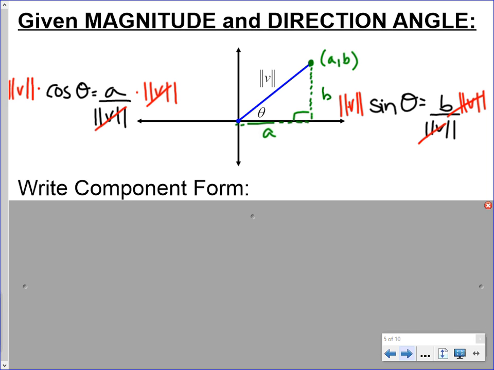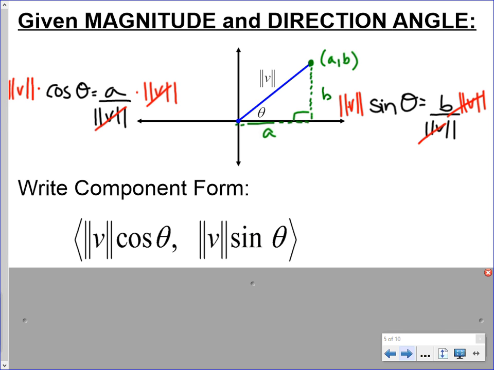So can you write any vector in component form given just the magnitude and the direction angle? Sure. Looks like this. Magnitude of v times cosine theta, comma, magnitude of v times sine theta. Very important, okay, that we're okay with this. So I'm going to put a little star by it. Very, very important.